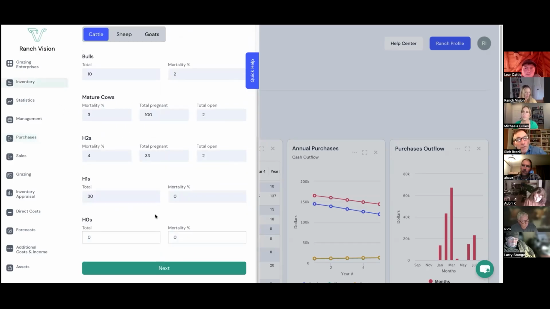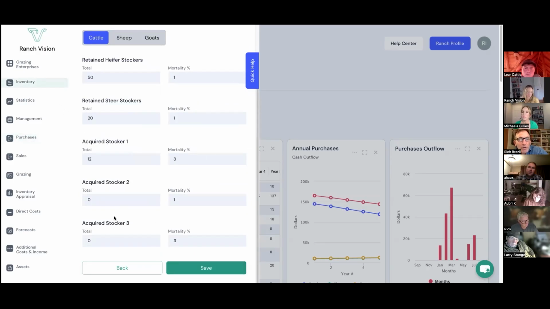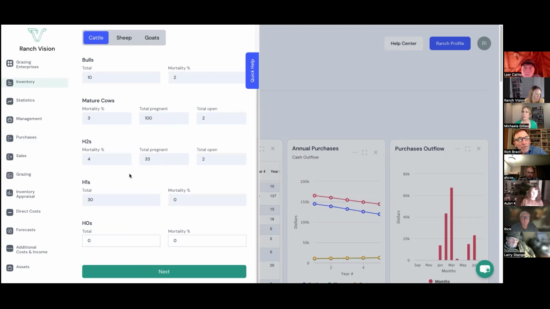Okay, so we'd go to inventory, and these are going to be bred animals or open? Bred heifers, 2 to 5 year olds. Okay. These are breeding animals, not stockers. Go to page 1. Mature cows are going to be 4-year-olds and older. So what are you going to be, H2s or mature cows? Let's do H2s. Okay, so we're going to make 133.